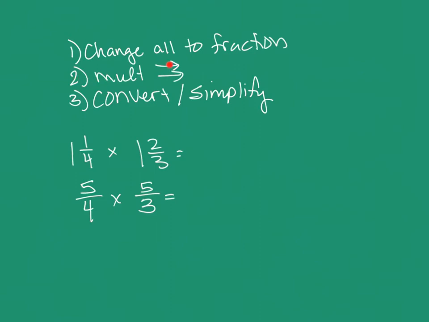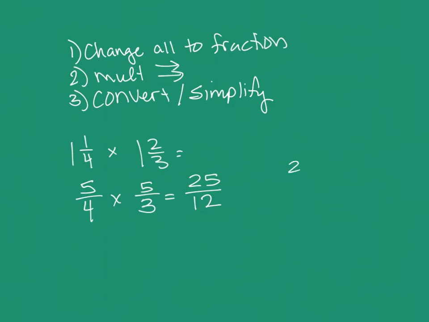Now I'm going to multiply straight across numerator and denominator. 5 times 5 is 25. 4 times 3 is 12. And I have now an improper fraction, the larger number above the smaller number. So I just go ahead and convert it by dividing and making the remainder the numerator.